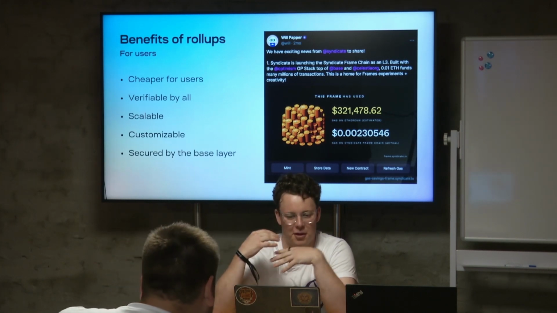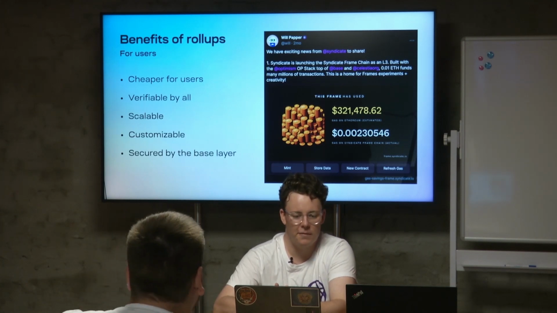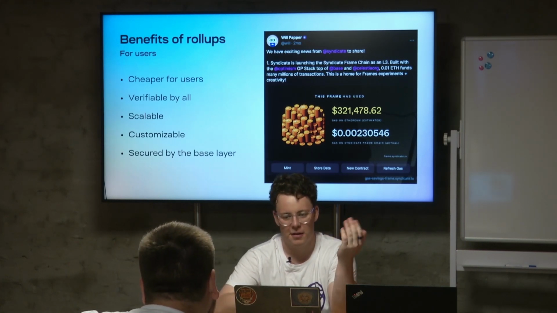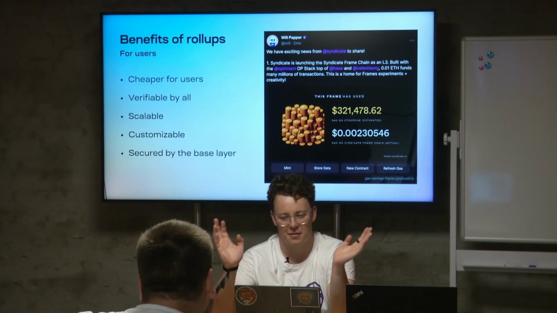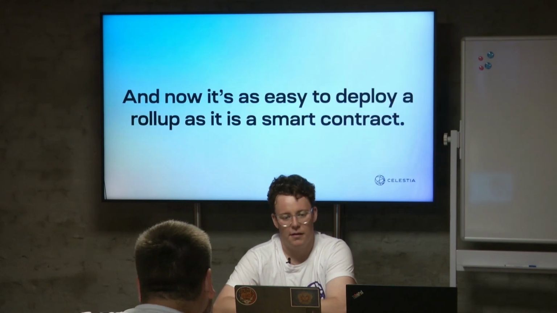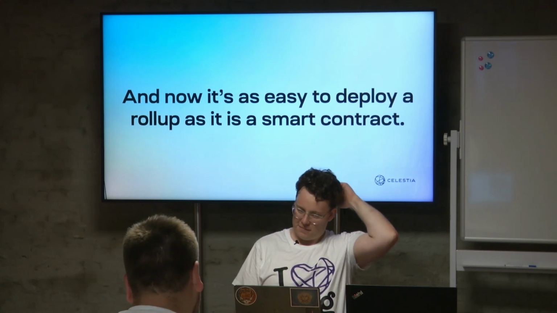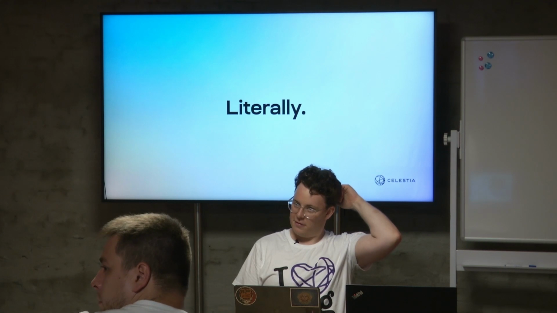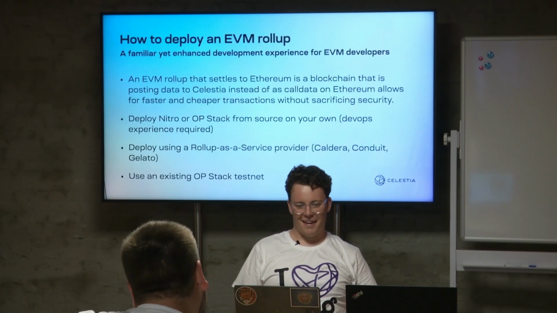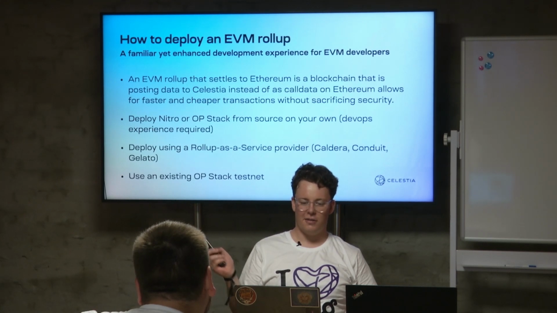So what it boils down to is this is better for your users. It's cheaper for your users. It's verifiable by all. It's scalable. It's customizable. You can do things like put it on top of Base, put it on top of Orbit. You could put an OP stack on top of Nitro. You can have some fun there. But ultimately, it's secured by the base layer. And now it's as easy to deploy a rollup as it is a smart contract. I think it's literally true. And yeah, I'll get to that in a second, and we're going to go through on Caldera and see how easy that is.